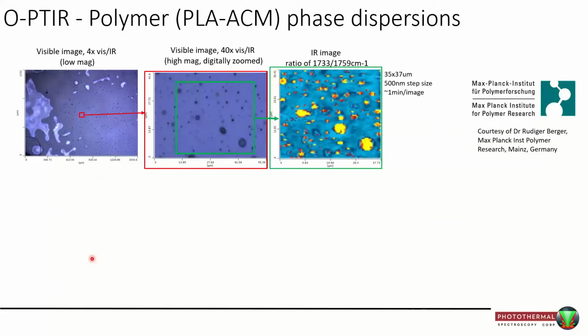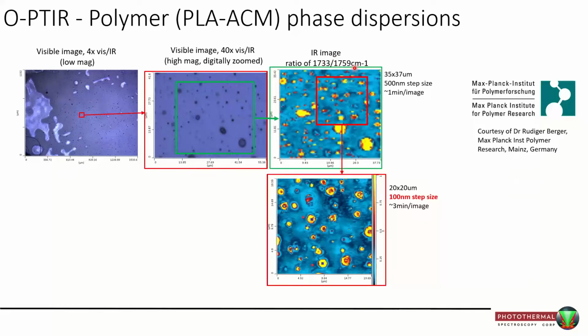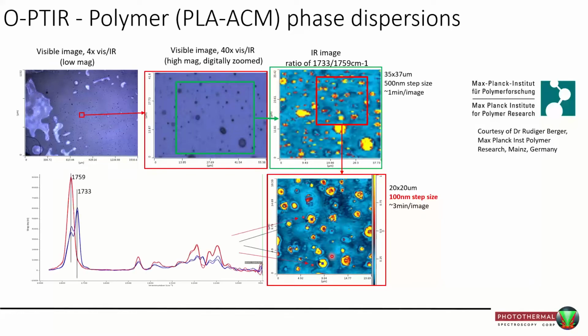Okay. Very quickly, some phase dispersions on polymers. Initially starting with a fairly coarse image, and it's funny how nowadays I think of 500 nanometer step sizes to be fairly coarse. Doing a ratio between two peaks. If I go in there and do that at 100 nanometer step size, which is generally how I like to operate, the level of detail is exquisite. Some of these smaller dots here are sort of 200-300 nanometers in size. And if we look at spectra on and off these hotspots, you can clearly see the origin of the contrast in these images.